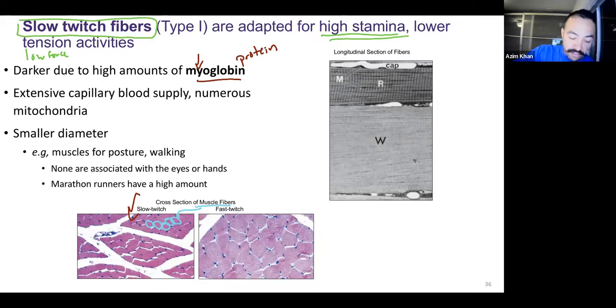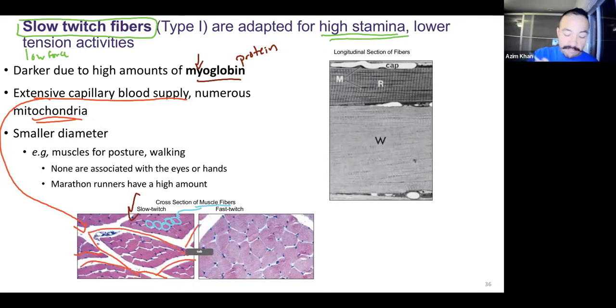Another reason why it's darker is that it has an extensive capillary blood supply. You need lots of oxygen, and therefore you need lots of mitochondria. You can see all these gaps in between. That's where blood vessels are going. You see more of that in slow twitch than you do in the other one, the fast twitch.